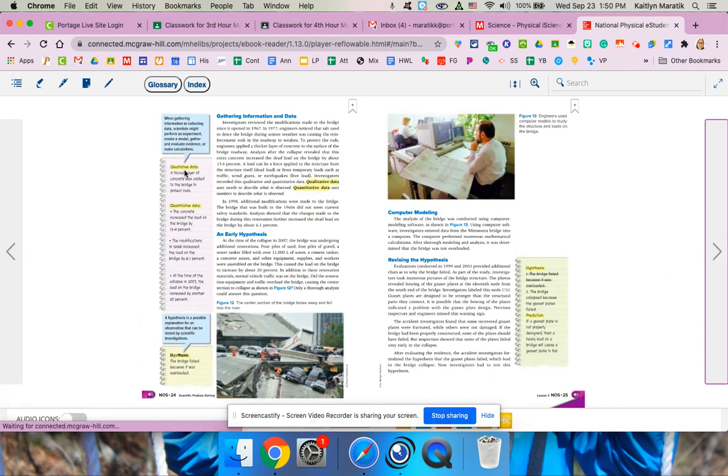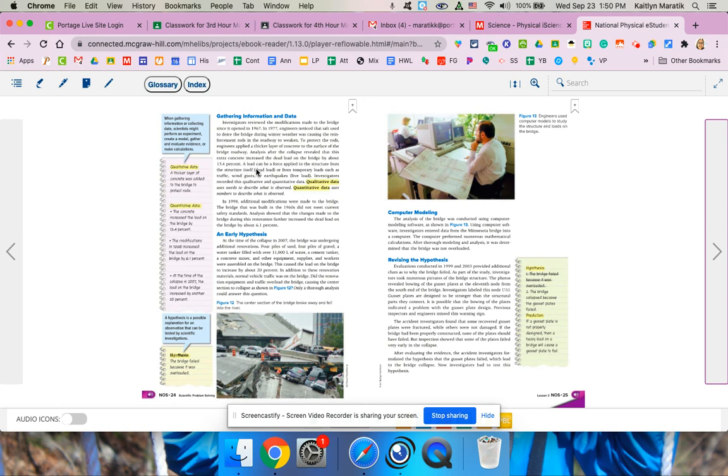So, gathering information. Investigators reviewed the modifications made to the bridge since it opened in 1967. In 1977, engineers noticed that salt was used to de-ice the bridge during winter. Weather was causing the reinforcement rods on the roadway to weaken. To protect the rods, engineers applied a thick layer of concrete to the surface of the bridge roadway. Analysis after the collapse revealed that this extra concrete increased the dead load on the bridge by about 13.4%.